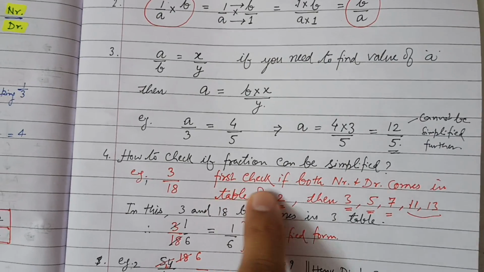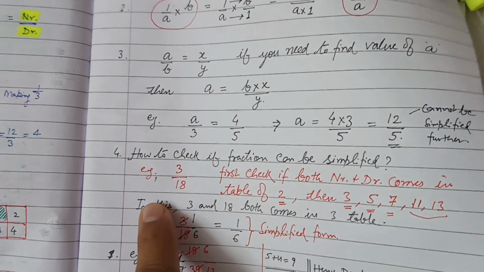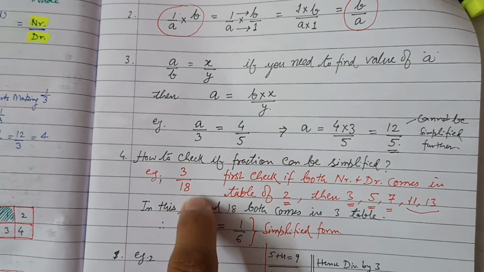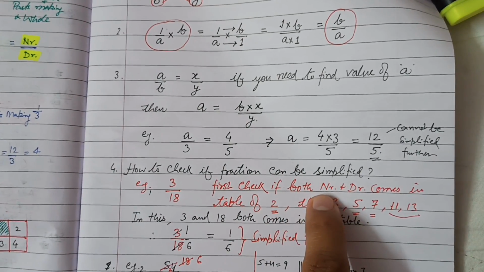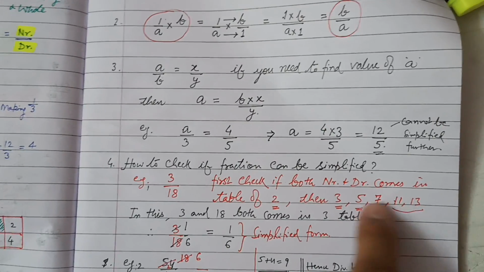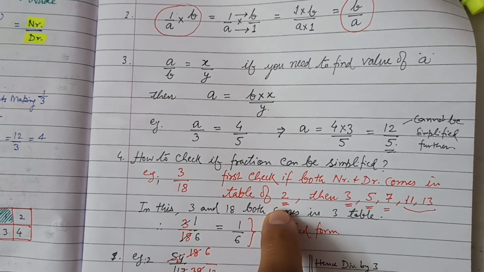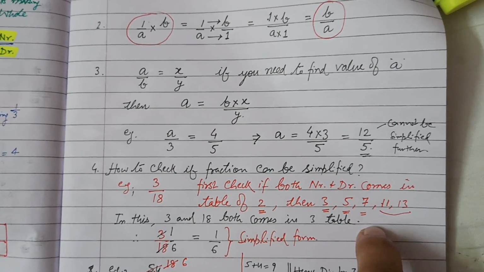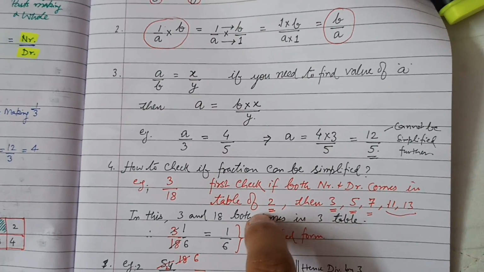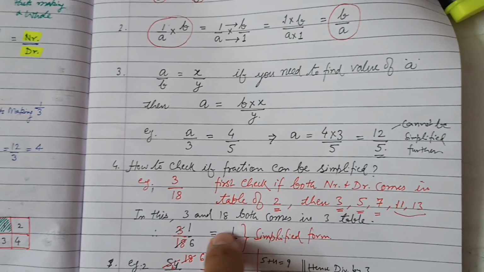Now how to check if a fraction can be simplified or not? Let's say 3 by 18 is given. So first of all we need to check if both the numerator and denominator come in the table of 2. Then check with 3, then 5, then 7, 11, 13. 11, 13 rarely will come, but mostly 2, 3, 5, 7 will appear.